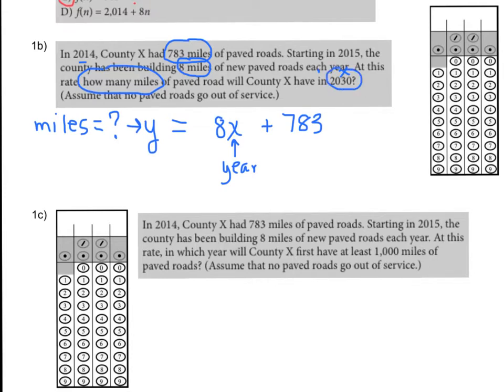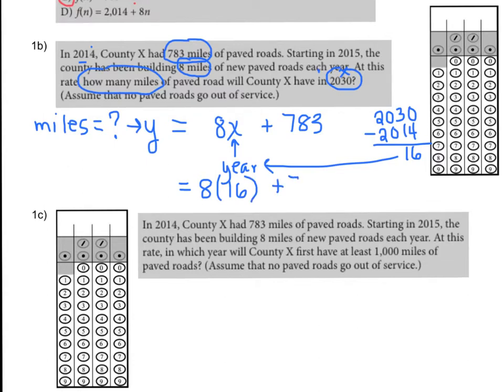Well, this is the number of years since 2014. So in the year 2030, how many years have gone by since the year 2014? If you do a quick subtraction problem, you'll see that 16 years went by. So that's what we're going to plug in for the years. After 16 years, they will have built 8 new miles for each of those years, but we have to add on the 783 that was already there, and that will tell us what y equals, how many miles, which is 911 miles. So we're going to go to the grid.